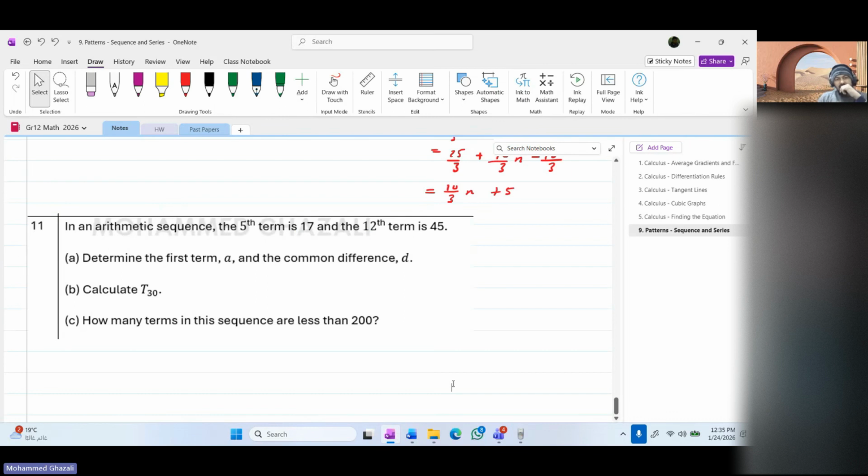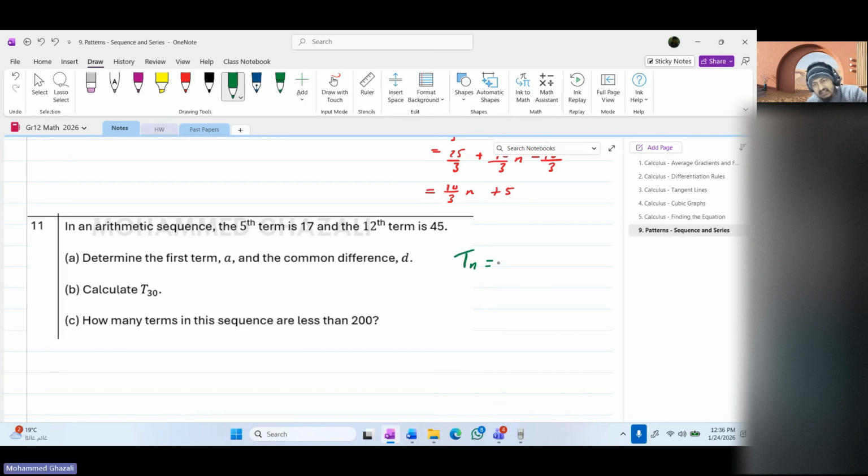In an arithmetic sequence, the fifth term is 17 and the 12th term is 45. Determine the first term A and the common difference. This is a nice question because when we say the fifth term is 17, let's just go through this quickly.